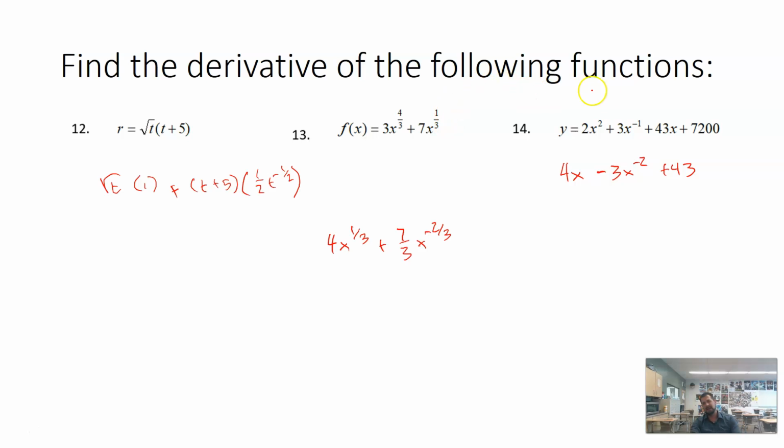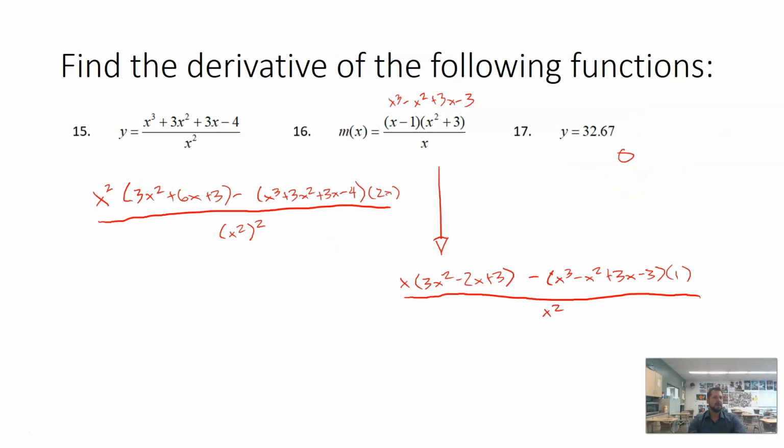I do want to say right here, when we have x to the negative 1, we do bring the negative 1 down. Don't forget we subtract 1 from the power. So negative 1 minus 1 is negative 2. That's where that negative 2 comes from. It's not 0, because negative 1 minus 1 is not 0. These are kind of long, but they're not bad. They're just the quotient rule. One thing that you can do on the quotient rule to help you out a little bit is, you'll notice on number 16 here, I multiplied the top out before I took the derivative.